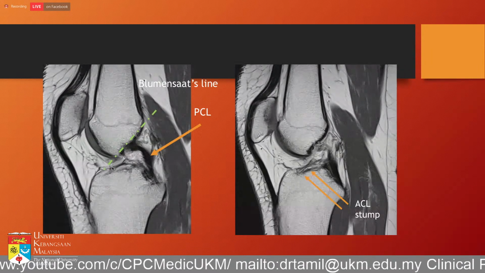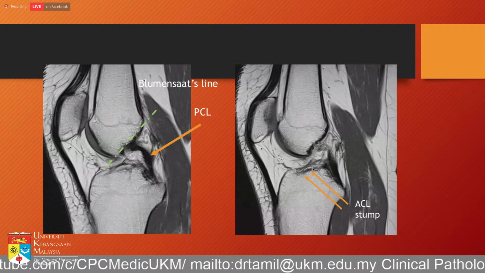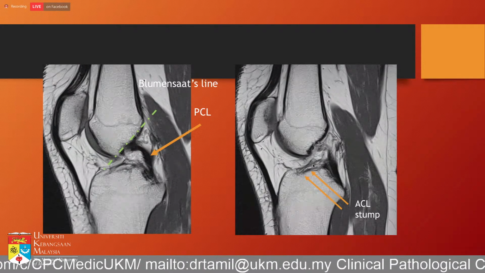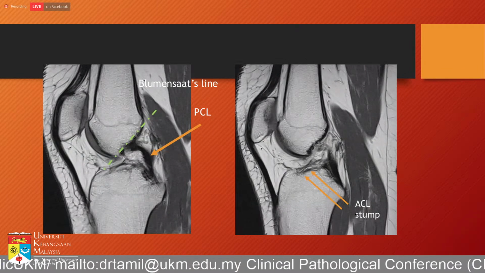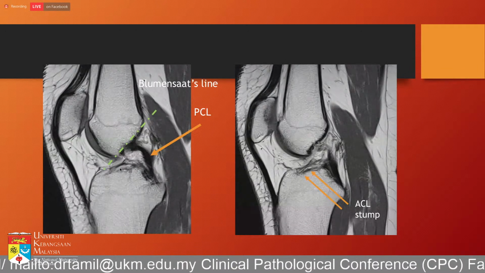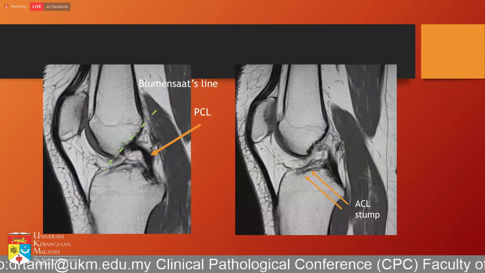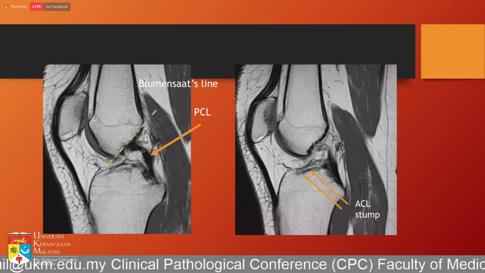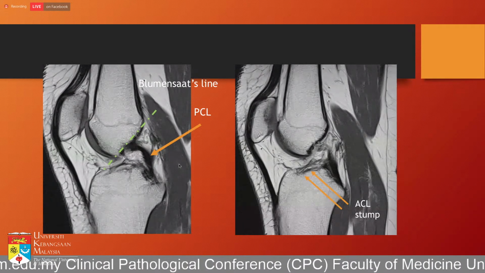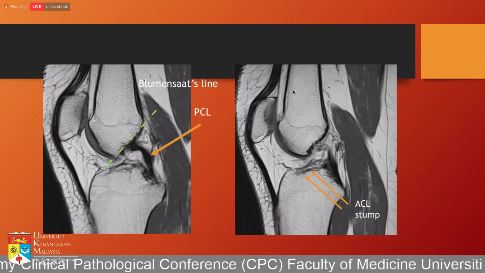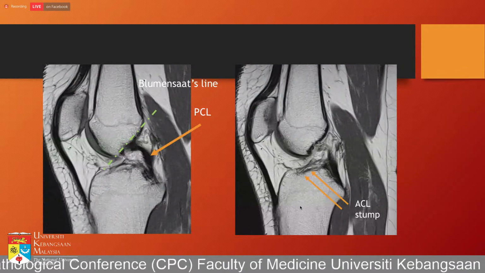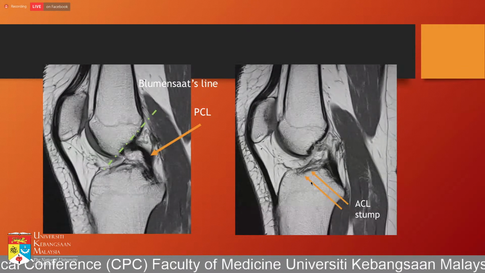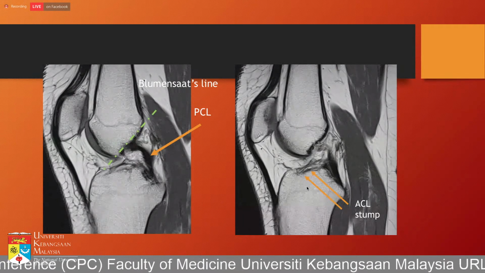When you don't see anything, or you just see part of a fiber lying at the floor of the intercondylar notch, that is in keeping with an ACL stump. And this injury has been a chronic one because you don't see any fluid at all at the time of imaging. At the same time, you would want to look at the femur and the tibia. There are no other associated findings.